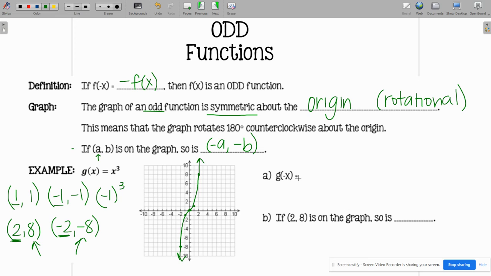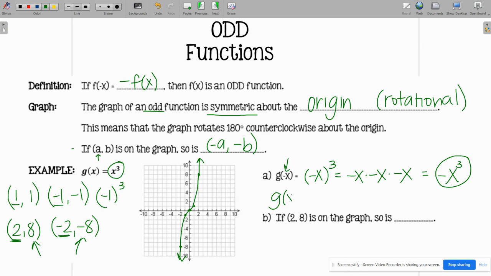So if we have g of negative x and we're trying to prove that this is odd algebraically, then technically what we're doing is negative x cubed. We plug that negative x value into our function. Negative x cubed is negative x times negative x times negative x. If I multiply those out, a negative times a negative is a positive, times a negative, I'm going to get a negative answer, and x times x times x is x cubed. So comparing x cubed, my output here, versus this output, the opposite of x cubed, they are opposites.